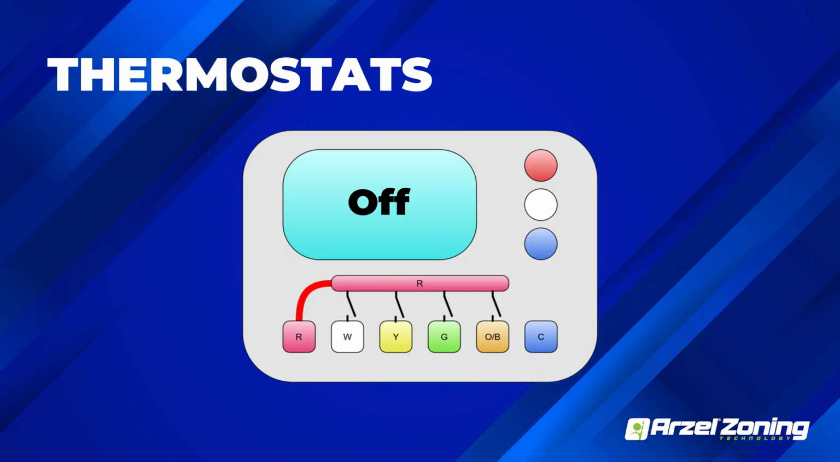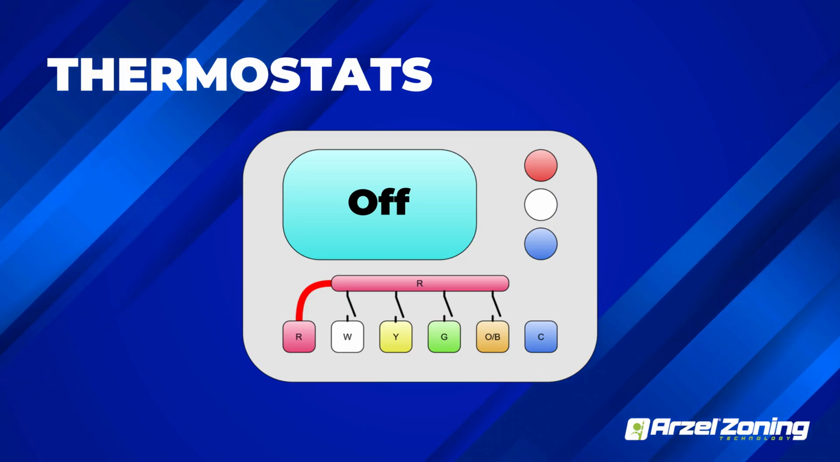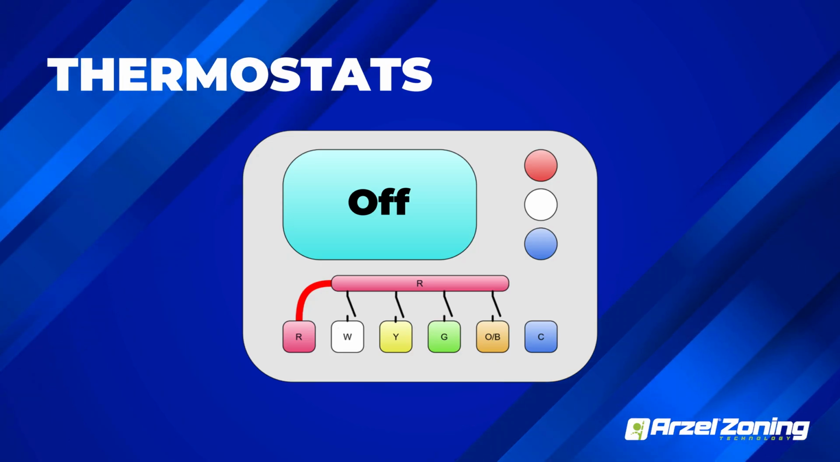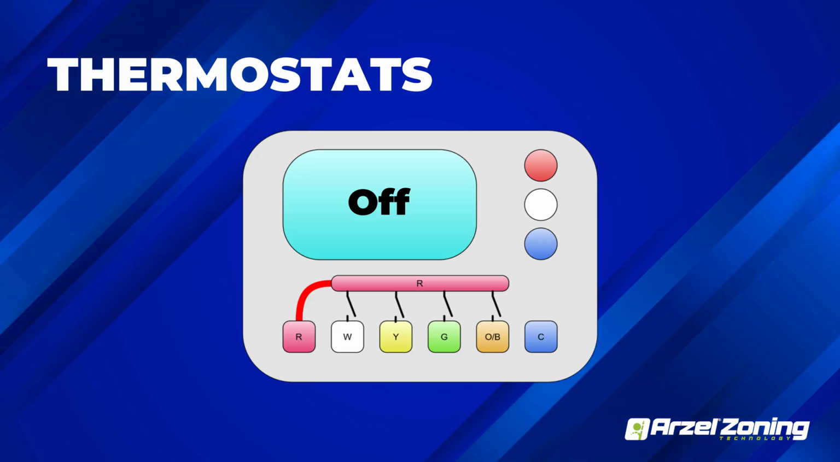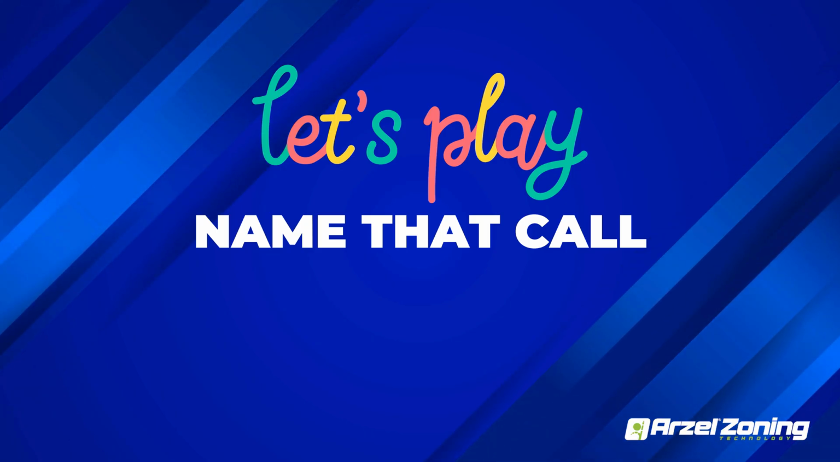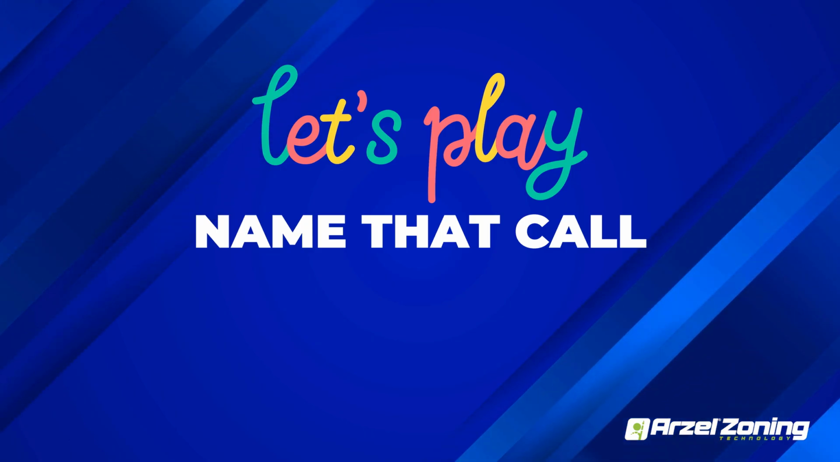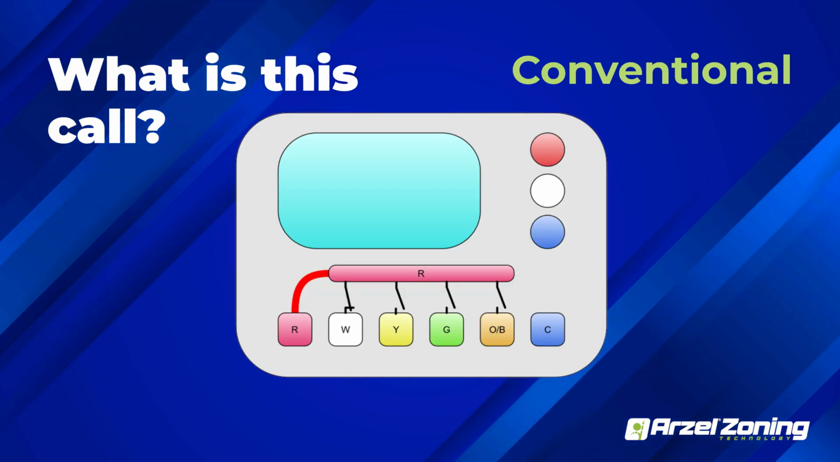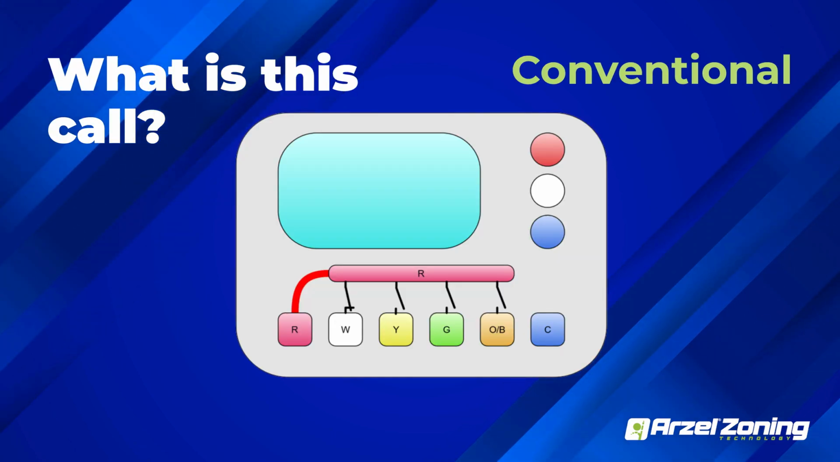So in this example, it's pretty basic. We just have our RWYG O/B and common, and I have it drawn out with the relays for open. So as we start calling for things, we're going to see those relays change. So pay attention to the switches. I have a switch that's closed. What is this call if I have a conventional system? Heating. It is a call for heating.